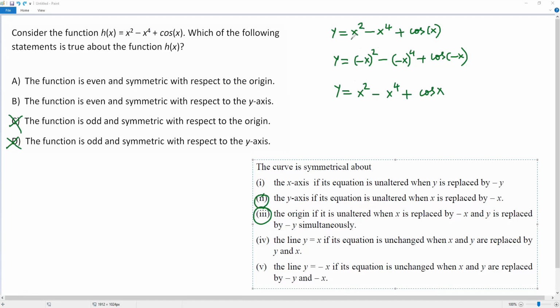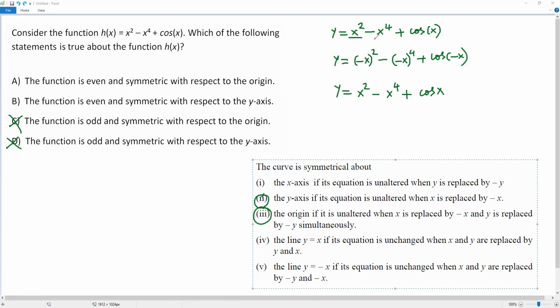When I replace x by negative x in the original equation, this is the result I get. Whatever original equation we have, we get the same equation. That is, when I replace x by negative x, the equation is unaltered. So clearly the given function is symmetric with respect to the y-axis. Anyway, we can consider the third point also, that is, symmetry with respect to the origin. To check whether the function is symmetric with respect to the origin, we have to replace x by negative x and y by negative y. In that case, the equation has to be unaltered.